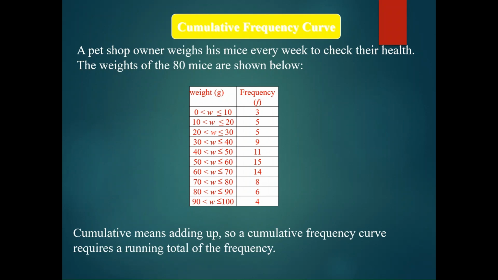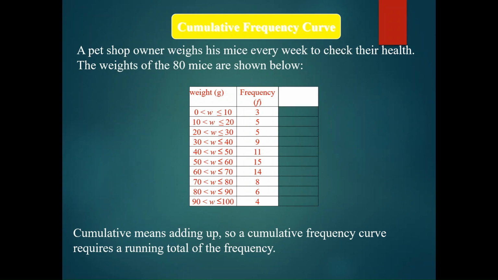Before we can construct the cumulative frequency curve, it is important we find the cumulative frequency itself. Cumulative means adding up. So a cumulative frequency curve requires a running total of the frequency. So how do we first find the cumulative frequency?